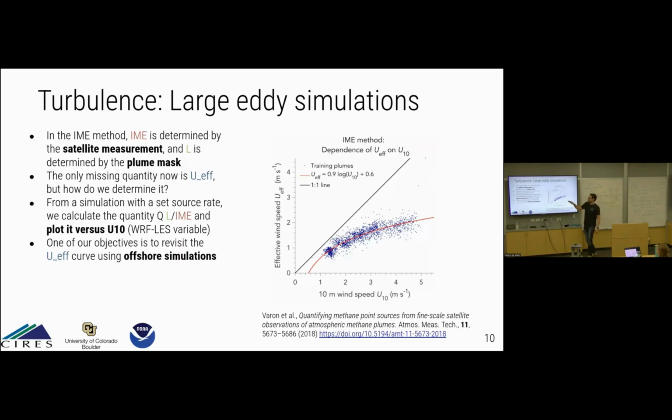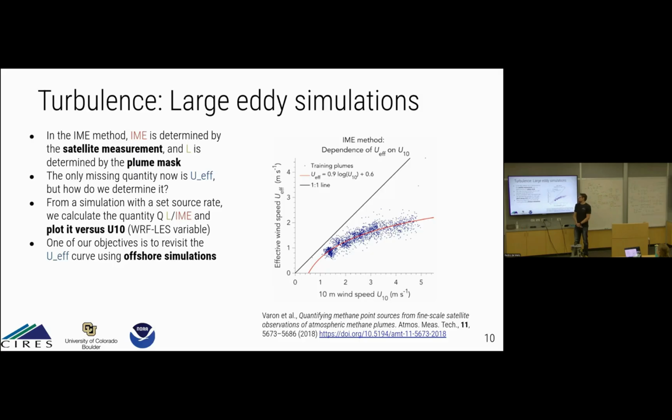So with the IME method, IME is determined by the satellite measurement. So I showed you a satellite observation before. You have a concentration map of methane. You have methane enhancement, how much methane is standing out from the background. That is determined by the image. The length of the plume is determined by the plume mask. So you mask the methane plume. You count the number of pixels, you know the pixel resolution, you get the square root of that. That's the plume length.